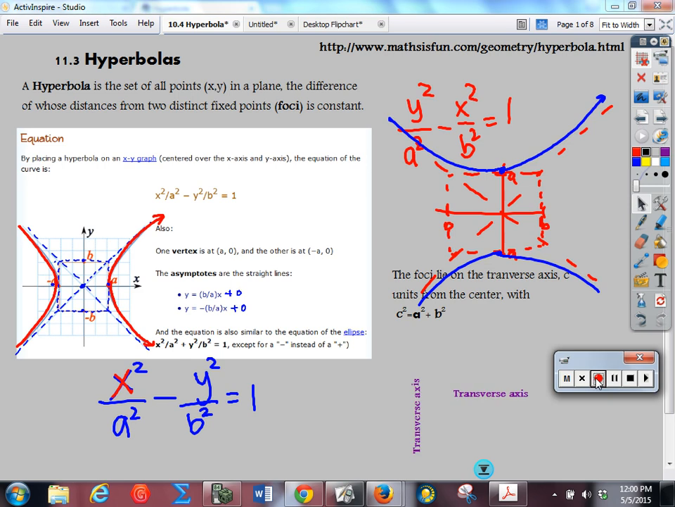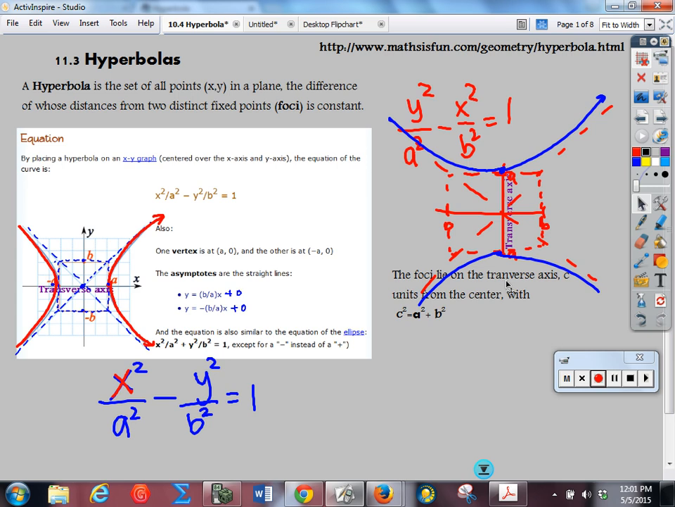The foci are going to lie on what's called the transverse axis. So right here, that is the transverse axis, and that's where the foci are. They're somewhere over here and over here. Kind of like when it was a parabola opened up towards the foci. This is doing the same thing here. So this one, this would be the transverse axis, and the foci would be somewhere here and here.